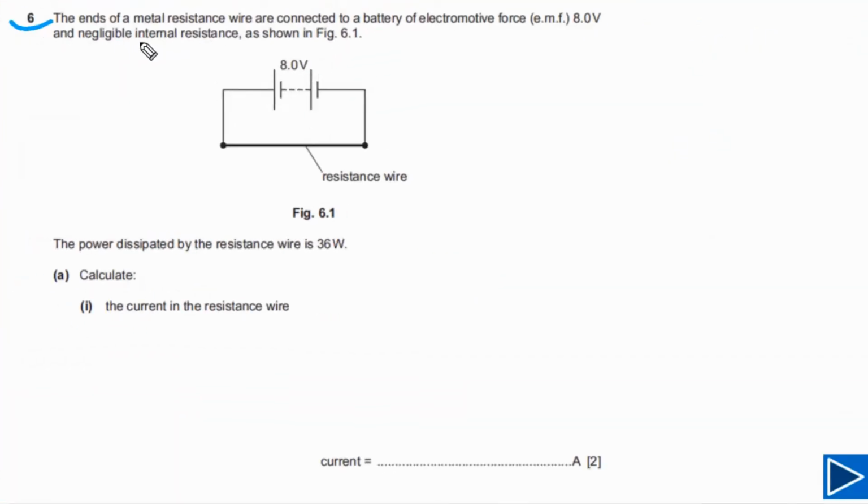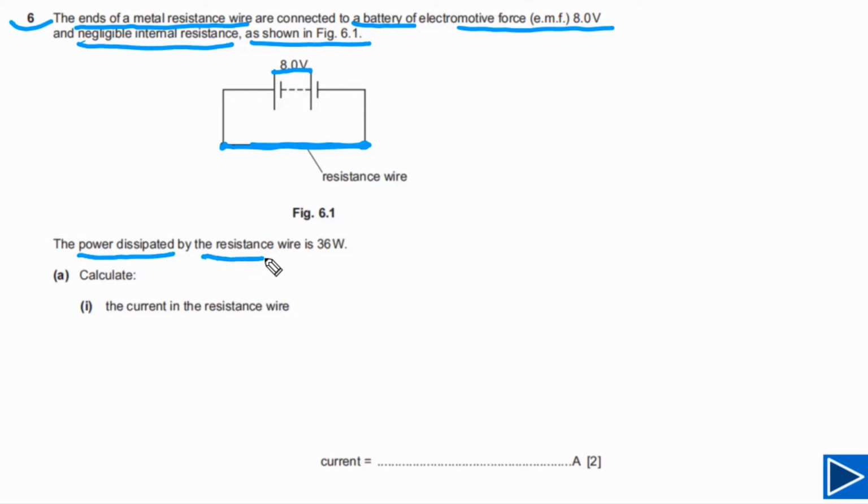For our question number 6, it is given to us that the ends of a metal resistance wire are connected to a battery of electromotive force 8.0 volts, and the battery has no internal resistance, as shown in figure 6.1. If we look at this figure, this is the resistance wire, and this is connected across the terminals of the power supply. The EMF of the battery is 8.0 volts. It is also given to us that the power dissipated by the resistance wire is 36 watts. We need to calculate the current in the resistance wire.